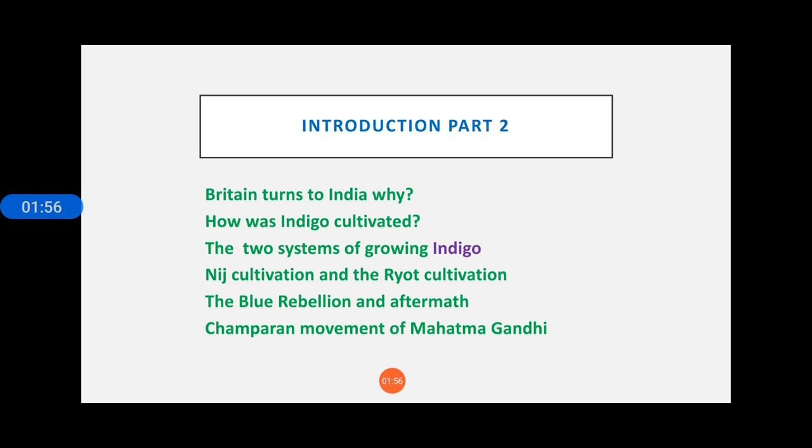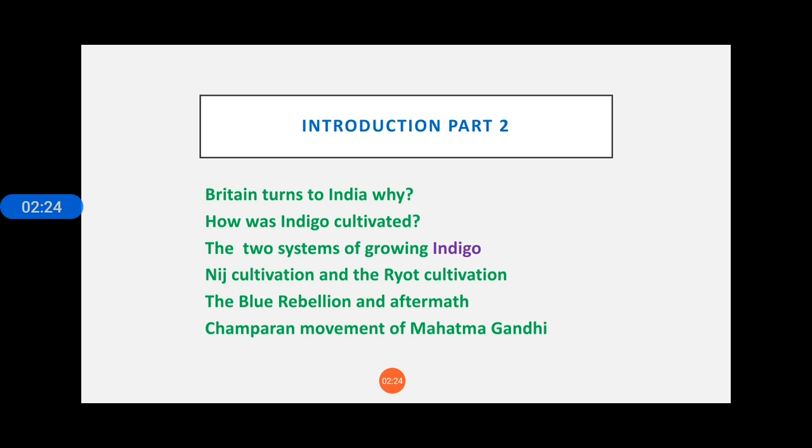And what do you understand by the Blue Rebellion, and what happened after this rebellion, the conclusion. And at the end of the chapter we will see the arrival of Mahatma Gandhi in the year 1917, and when he saw the scenario of India under British rule, which movement he started and where. So what the Champaran movement was about, all this we are going to study in this chapter.